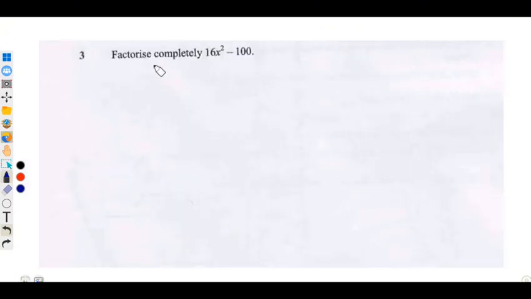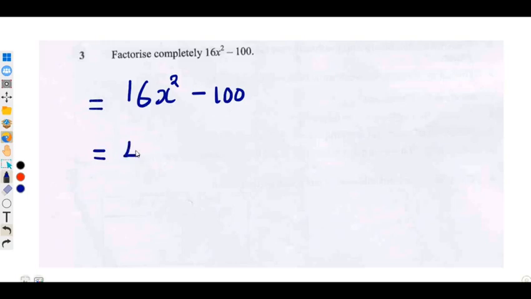Alright, so we have now come to our question 3. Factorize completely. We have 16x squared minus 100. So we are factorizing 16x squared minus 100. Here we have 16 and 100. In terms of the letters, we only have x. So we need to find the highest common factor of 16 and 100, which is a 4. So 4 into 16, there are 4 times. Then we remain with x squared minus 4 into 100, it's a 25.